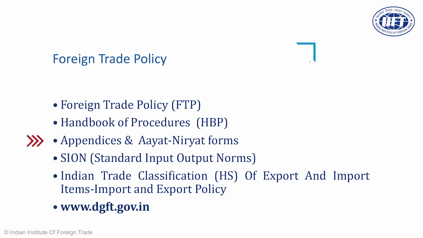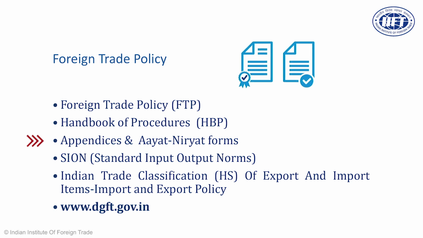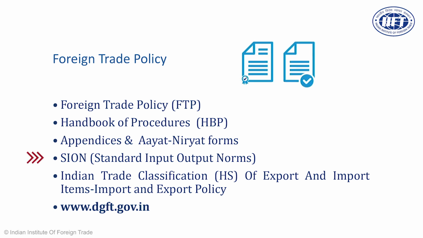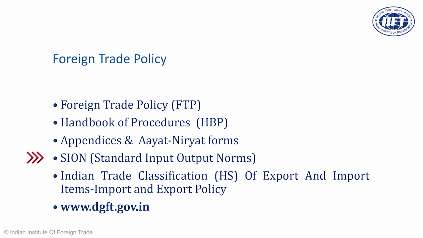So the module and the mechanism by which an exporter applies is through the submission of some documents. So before giving any grant or benefit or scheme benefit to any of the exporters, the government wants certain details from the exporters, and those details are required to be filled in the Niryat forms. Then we have something known as the SION, Standard Input Output Norms, which is required for schemes which are implemented under the chapter 4 of the foreign trade policy, and we will talk about this later also.